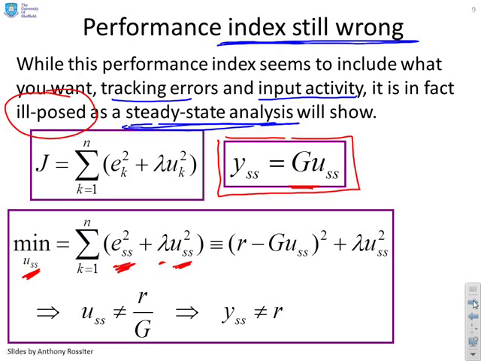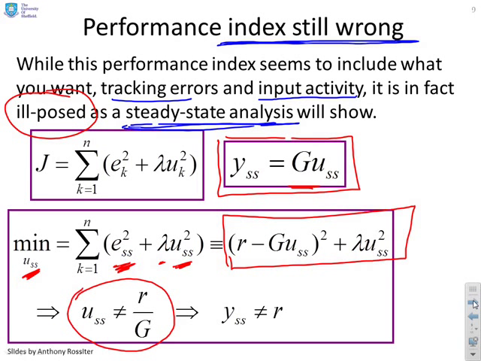So I'm minimising over u_ss this function here, and that will tell me where the system will drive me in steady state. So if I'm in steady state and I minimise this, I should get the same u. And of course, what you find is that clearly u_ss cannot be equal to r over G. Because if that was the case, then in this optimization, this term would be zero, and this term would be not equal to zero. And it would be very easy for a mathematician to realise that this simply cannot happen for this quadratic. And so therefore, the optimum cannot give you y_ss equal to the target. And therefore, it's ill-posed, because if you use this performance index, you cannot converge to the target that you've chosen.